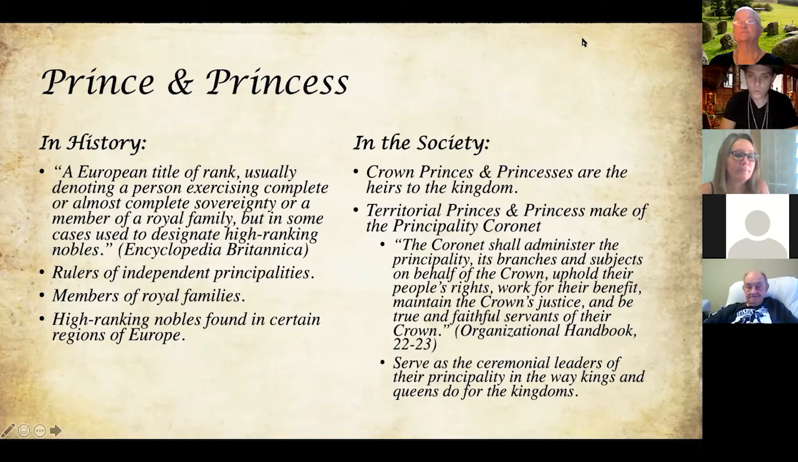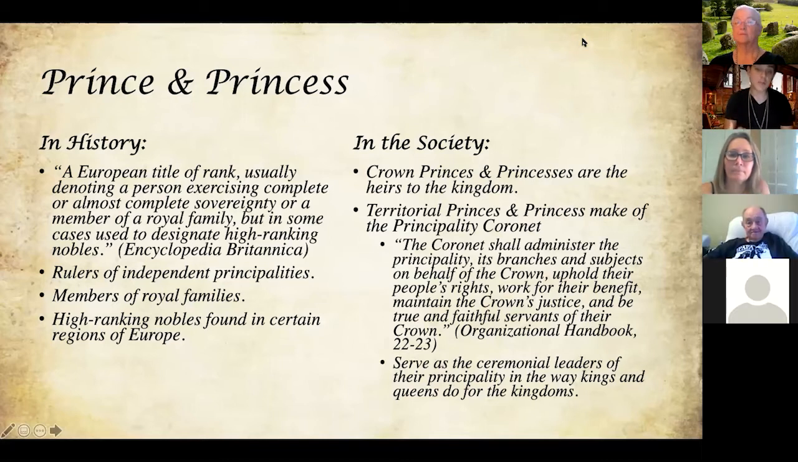And jumping back where we left off, the next major context for the prince and the princess are the rulers of the territorial principalities. Like their kingdom level counterparts, they are the people who govern a major region of the society and are those who embody all the major ideals that we in society hope to embody. They are the ceremonial leaders of their principalities. They are in charge of granting rewards within their principalities and recognizing the populace and serving as that ceremonial head in the same way as the monarchs do.